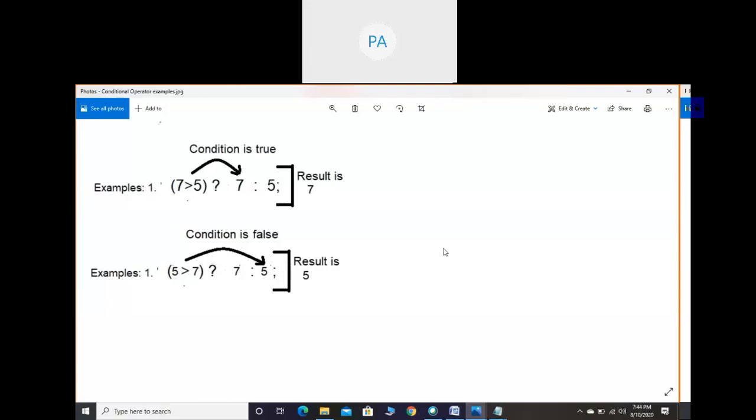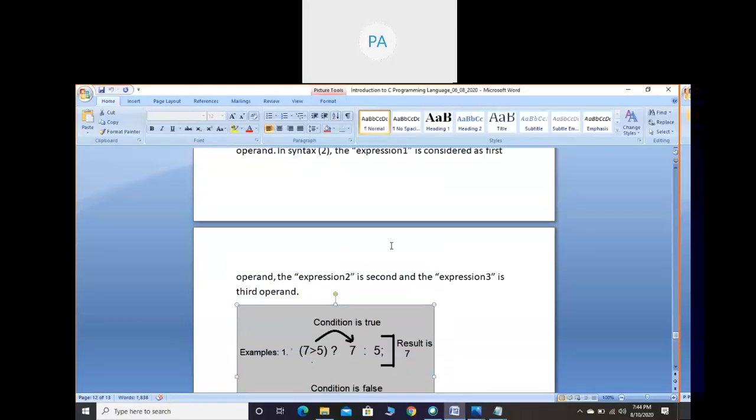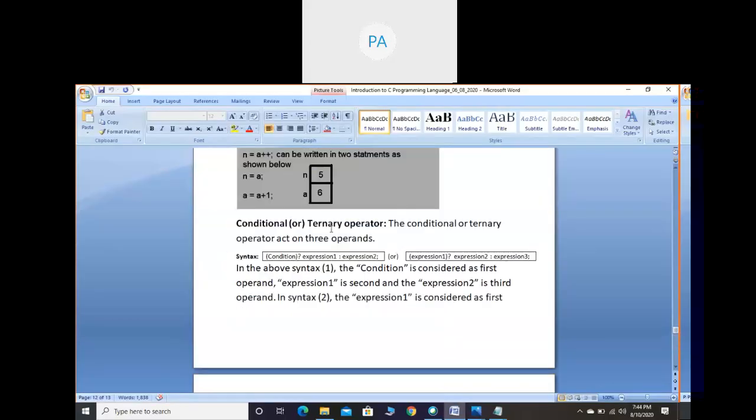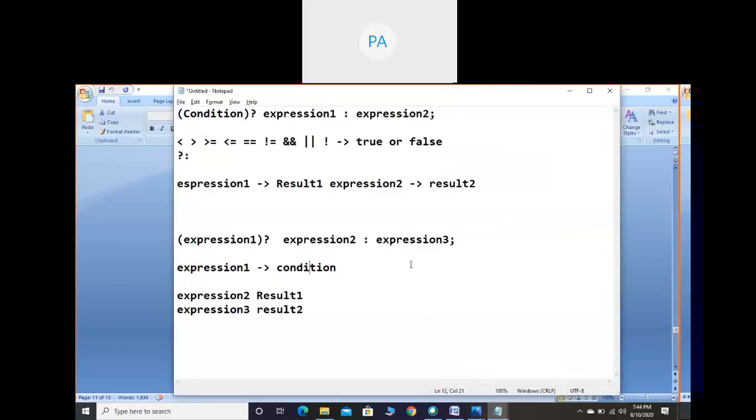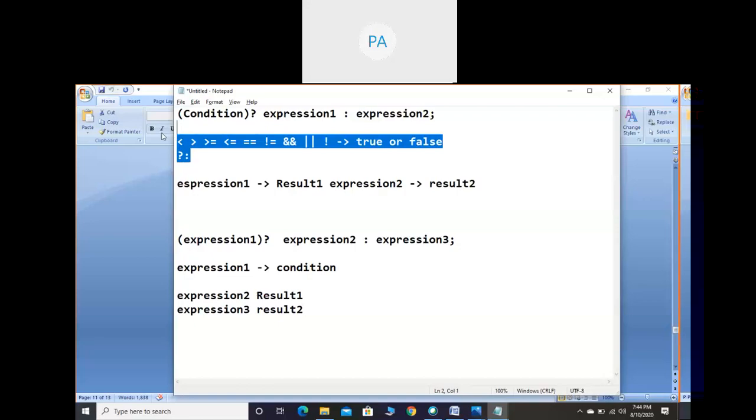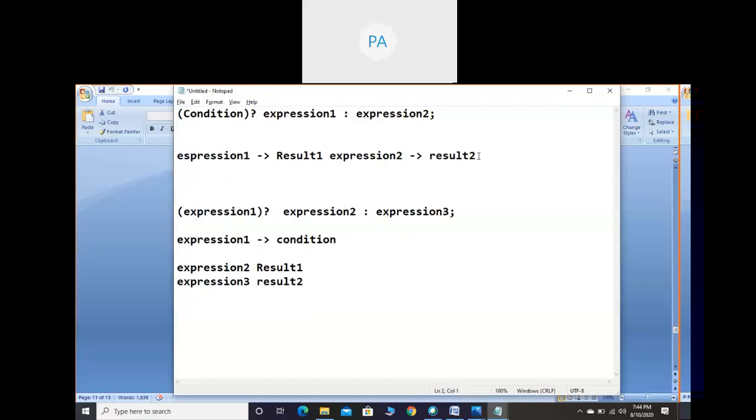I hope you have understood. So you copy the topic, conditional operator or ternary operator. The font size of the syntax here is small, so you can copy it from Notepad. The syntax is: condition, question mark, expression one, colon, expression two.